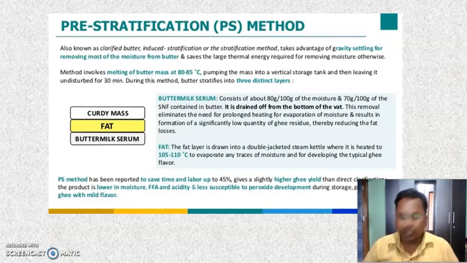In the coming lecture we are going to see the next method in detail. So far we have completed four different methods of ghee preparation. The first one is the desi method or country method. The second one was the creamery butter method. The third one was the direct clarification method, and the fourth one is the pre-stratification method. In the coming lecture we are going to see the last method in detail. Okay, so thank you very much.